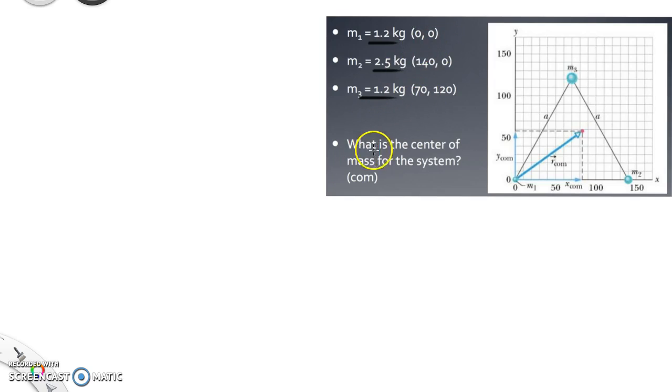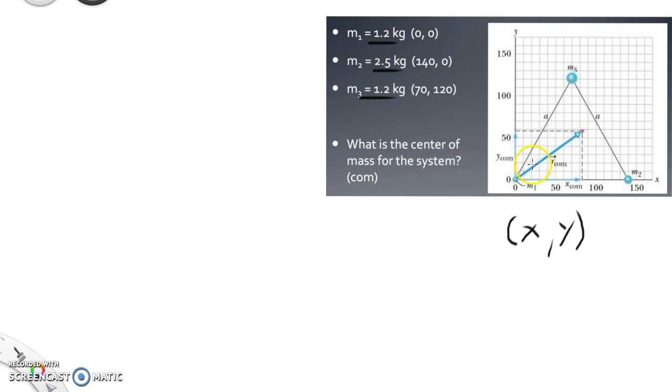So we want to find the center of mass for the system, and it's going to be a coordinate somewhere in between all three of these. It'd be the average location of the mass. And so the way we do that, a coordinate, we're going to have an x component and a y component, and we'd have to find these separately.